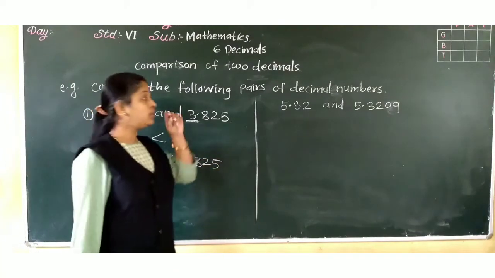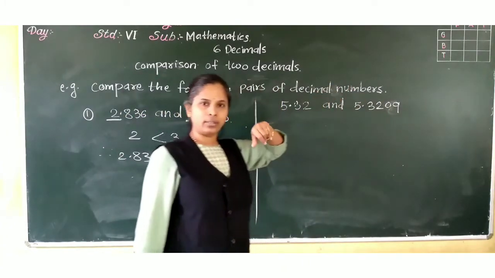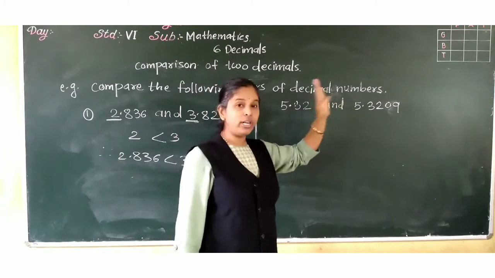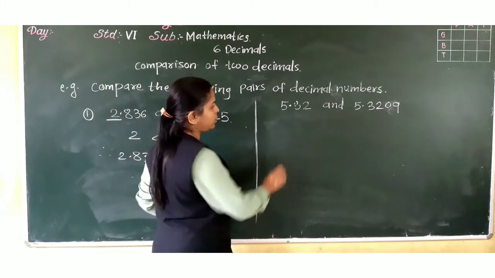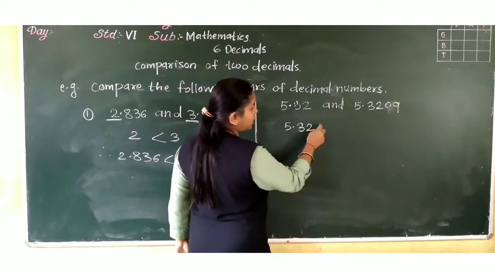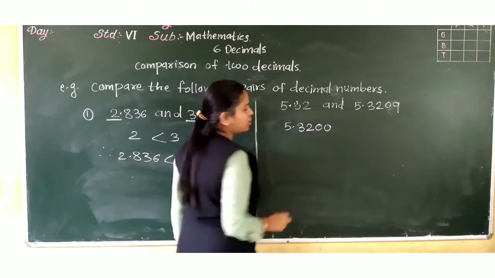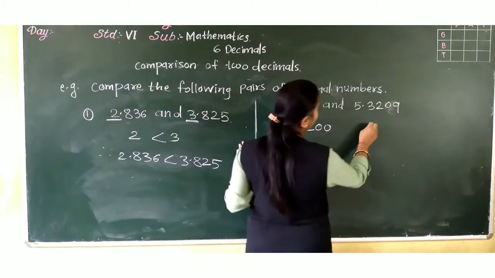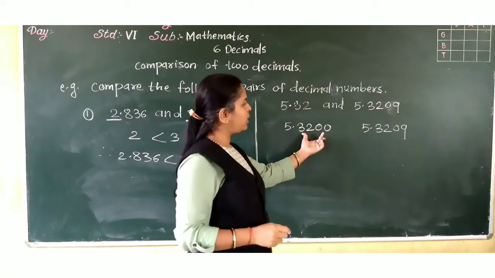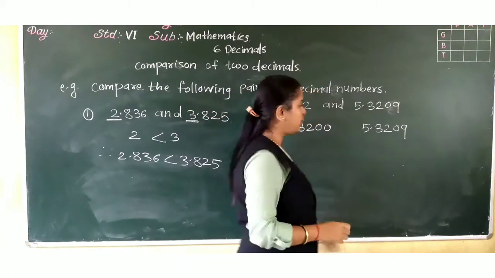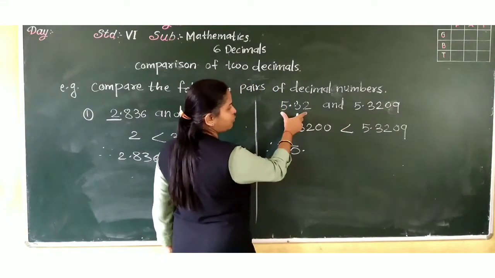Okay. Now look at the second. This is 5.32 and this is 5.3209. Here after the decimal 2 digits are there, here 4 digits are there. So let us convert it into like decimals. How? See here, convert. Here also we can write 4 digits. After 32, add 2 zeros. Now see, we get 4 digits. And here 5.3200. Now compare. Who is greater? Is 3200 greater or 3209 greater? This is greater. Correct? So final answer. Therefore, which decimal is greater? This.